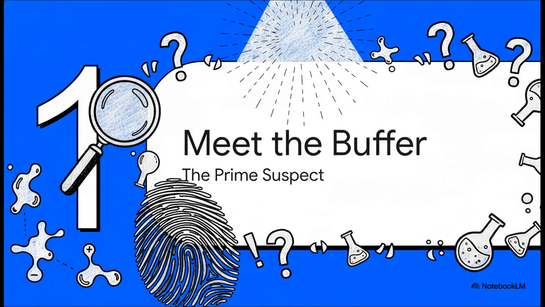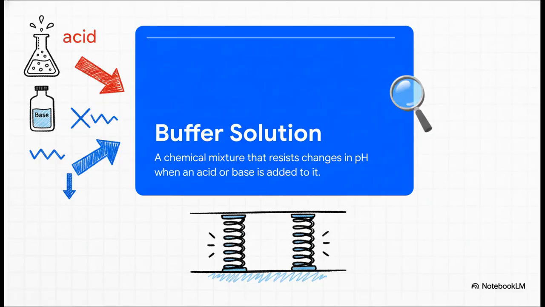To crack this case, we have to understand the key player here. And that means we need to put a spotlight on our prime suspect, the buffer solution itself. What exactly is it, and what does it do? So a buffer is a really special kind of solution. Its whole job is to keep the pH stable. When you try to make things more acidic or more basic, the buffer just pushes back. It's like a chemical shock absorber, smoothing out what would otherwise be a crazy, bumpy ride for the pH.